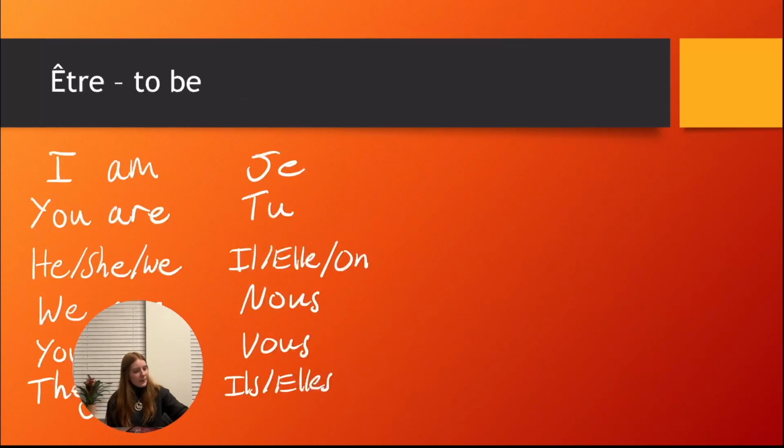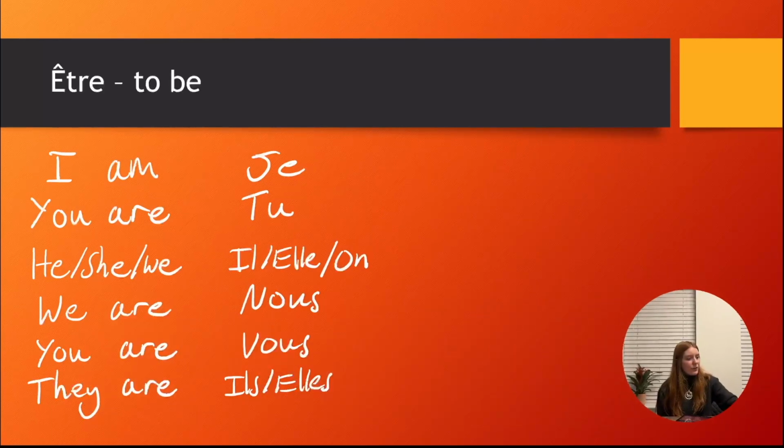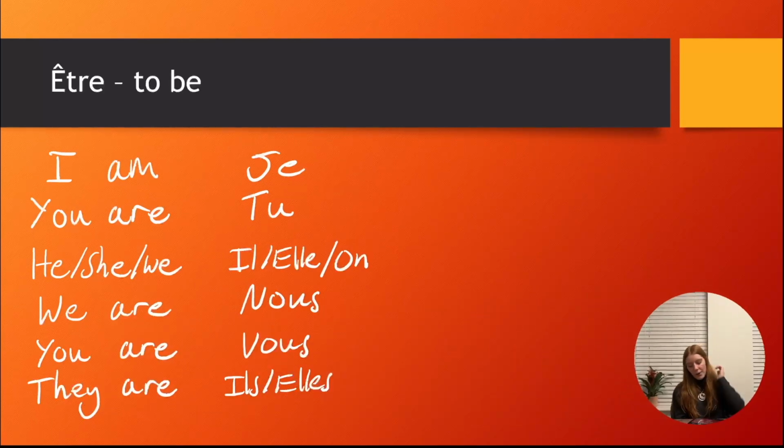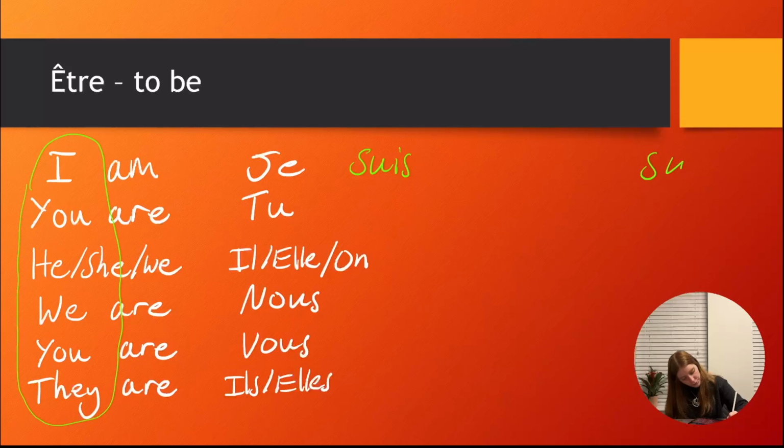So, here we have to be, être. These pronouns along the side here are pronouns that we use every day in English, you know, I, you, he, she, we. And in French, I've got them on the side here, je, tu, il, elle, on, and so on. We're going to be conjugating être, to be. So, how do we say I am? Well, that's easy. It's just je suis. Je suis. It's pronounced suis. I'll put the pronunciation at the side here.